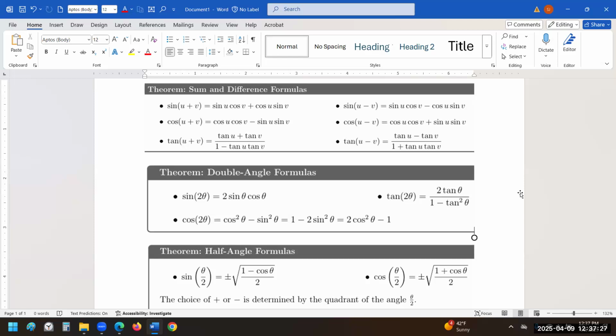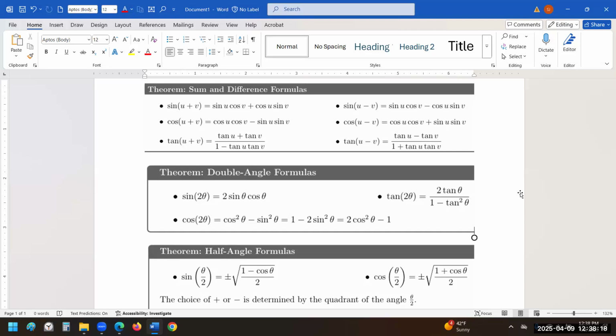The sum identities means you are adding or subtracting two angles, and then you're applying the trig to the result. So if you have two angles, U and V, and you're adding them, you want to know what's the sine of the sum of the angles. The formula says, take the sine of the first angle but cosine of the second angle, and then add the cosine of the first angle and sine of the second angle. So sine of u plus v is sine u cosine v plus cosine u sine v.